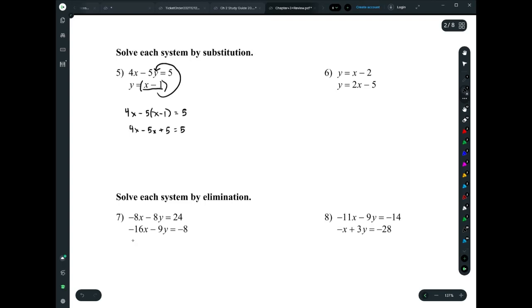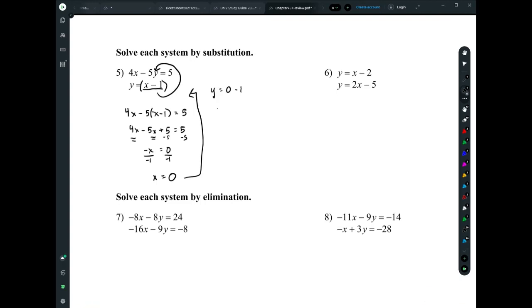And if we then solve for x, so we're going to combine our like terms, subtract 5, is 0, and we get x is actually equal to 0. 0 divided by negative 1 does work out, it's just 0. Make sure then that you plug back in to find the other variable. So y is equal to 0 minus 1, so we're plugging in for x, which means y is equal to negative 1, and we have the coordinate point 0, negative 1.